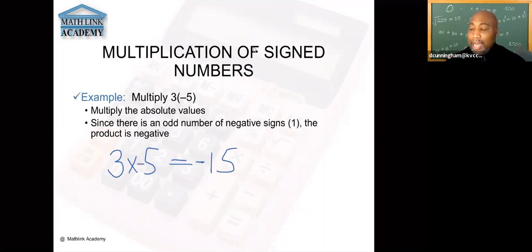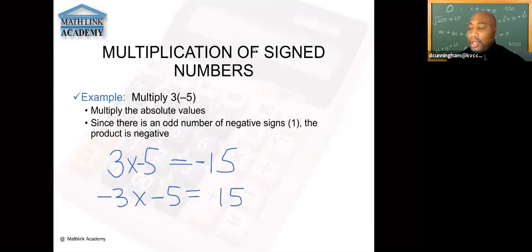Now let's say we have negative 3 times a negative 5. In that case, we have two negatives, that's even, so your final answer would be positive. This would be a positive 15. The key is, if you multiply and the signs are the same, you end up with a positive. If one is positive and one is negative, then your final answer is negative.